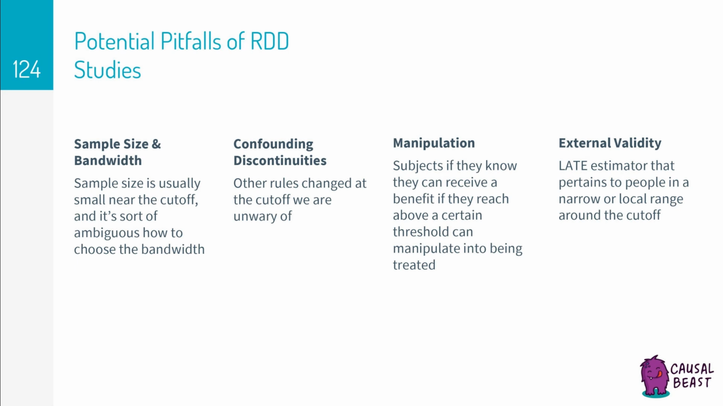The fourth is the concept of external validity. In regression discontinuity, we're estimating what is called a local average treatment effect. The effect pertains to people in a narrow, or local, range around the cutoff. If there are different treatment effects for different types of users, also called heterogeneous treatment effects, then the estimates may not be broadly applicable to the full group.